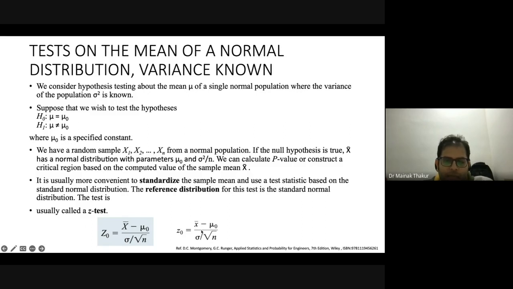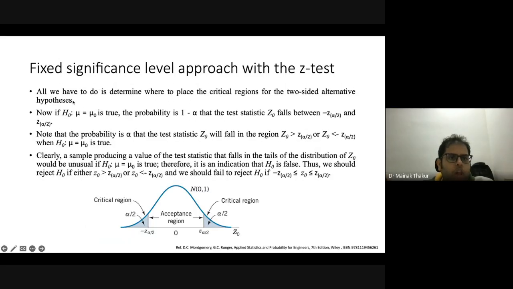Minus mu naught by sigma by root n will give you the observed Z naught. Correct? Now, if this Z naught is close to 0, that means X bar is close to mu naught, right? If Z naught is close to 0, it is possible that mu is close to mu naught, and that the null hypothesis is true. If Z naught is very far from 0, we may reject the null hypothesis, right? So all we have to do is to determine where to place the critical regions for the two-sided alternative hypothesis.